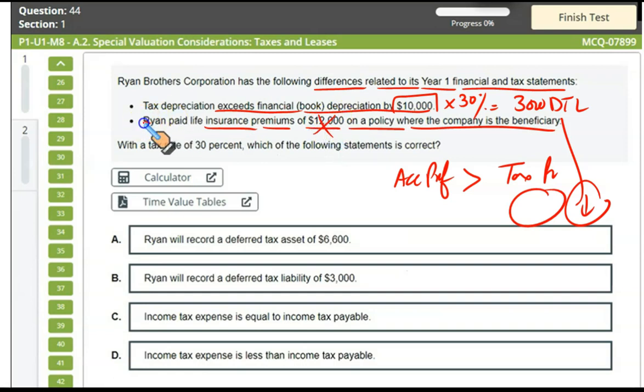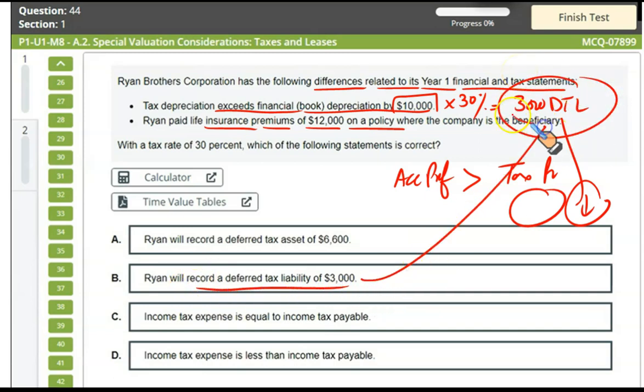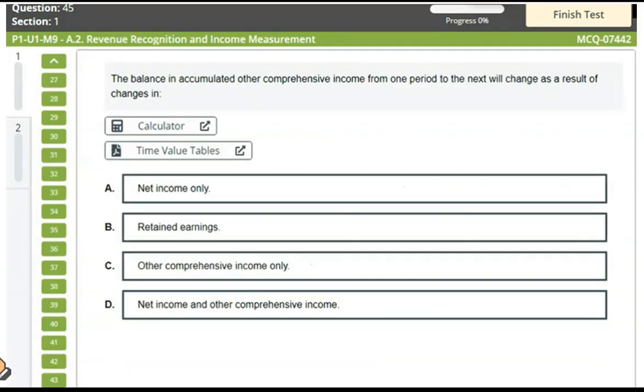It's a permanent difference, and remember, any permanent difference does not come into our calculation of deferred tax asset or deferred tax liability. So it is to be ignored. So only this element is what is relevant. Ryan will record a deferred tax liability of $3,000, representing the $10,000 differential of depreciation under the tax accounting and under the financial accounting.